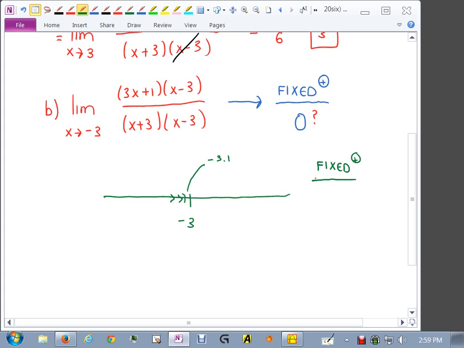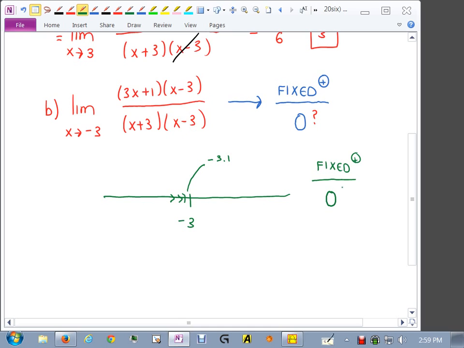Over what? So plug in negative 3.1 right here. What do you get? Negative 0.1. And then here it'll be a negative number also. Negative times negative would be positive. So this is getting really close to 0, but it's a positive number.